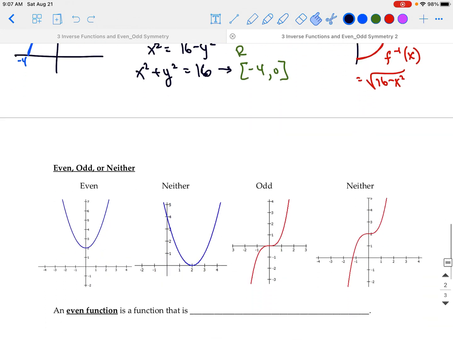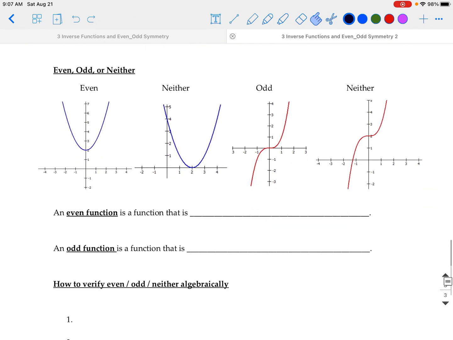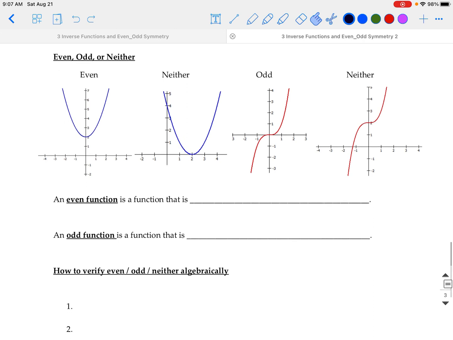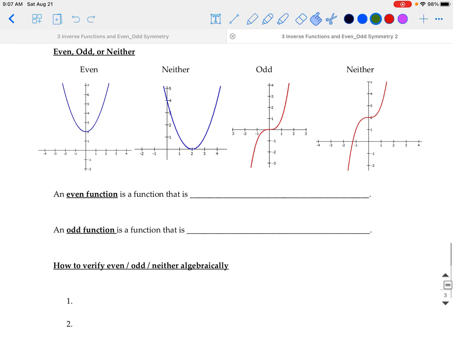All right, so the last part of the notes here is going to be on what we call even, odd, or neither symmetry. These are going to be pretty obvious from the pictures that we have up here. So even symmetry is symmetry about the y-axis. So we can see the graph is exactly the same if we were to slice it straight down through the y-axis.